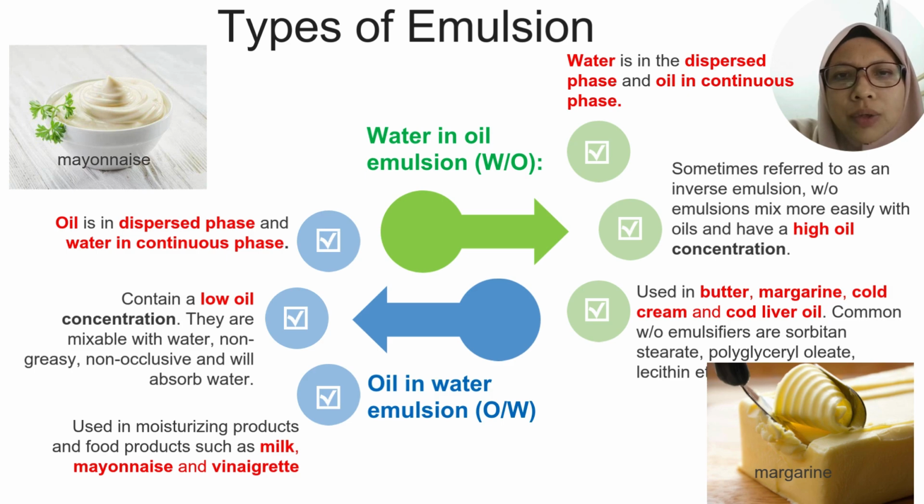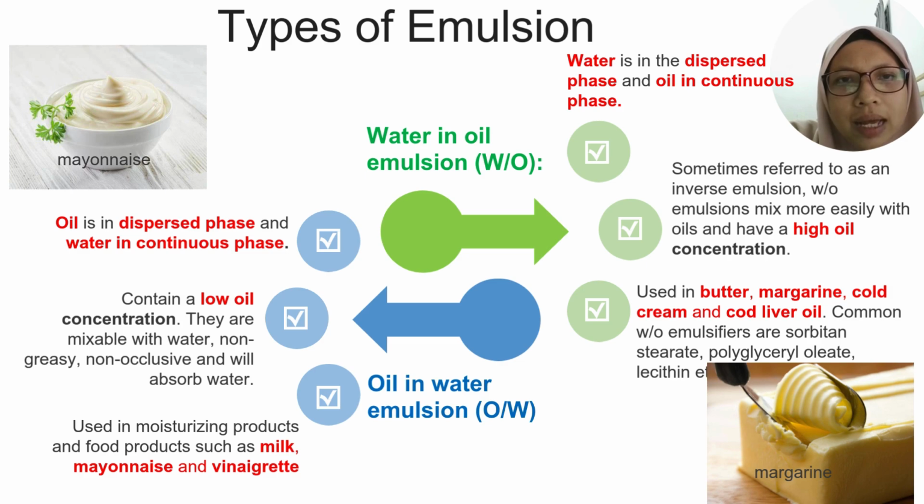So we go one by one lah. Water in oil emulsion on your right side. Water is the dispersed phase and oil is the continuous phase. Sometimes it is referred to as an inverse emulsion.